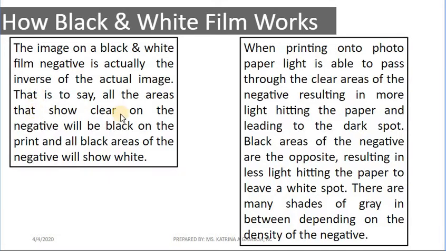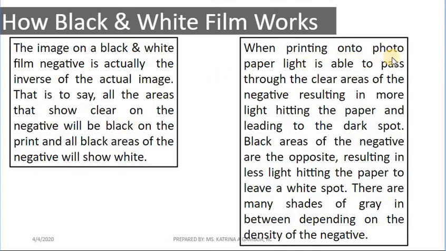This is to say that all the areas that show clear on the negative will be black. So kapag nakita mo na white siya, pag na-print siya, magiging siyang black. Baligtad siya. Kung ano nakita mong color black siya, kapag na-print niya, siya yung white. Diba? All the areas that show clear on the negative will be black on the print, and all black areas of the negative will show white. So, baligtad ang nangyayari po sa ating black and white film.